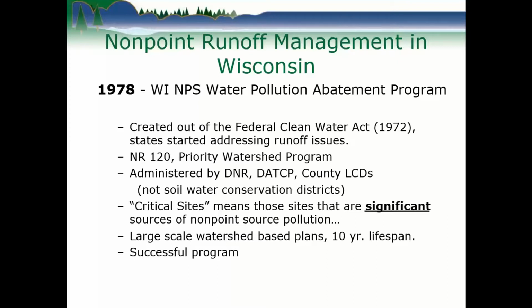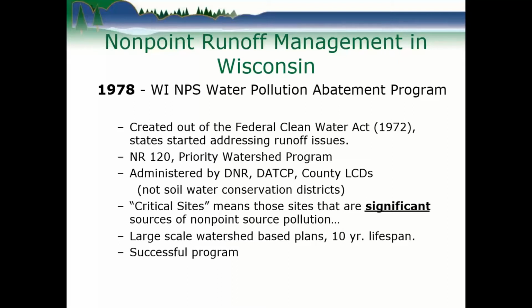Even though the program has changed, and I'll talk about that a little bit, a lot of these elements still exist, and that is that it is a multi-agency collaboration to implement our nonpoint source abatement program. That is the Department of Natural Resources, the Department of Ag, and the County Land Conservation Departments. The Priority Watershed Program talks about critical sites, areas that are significant sources of nonpoint source pollution, and that term significant actually still exists today in our administrative code, even throughout changes.